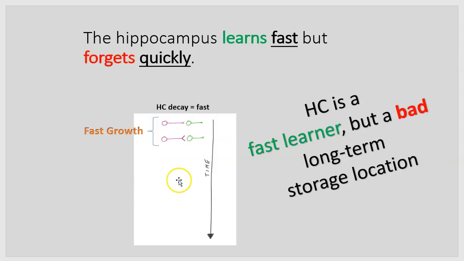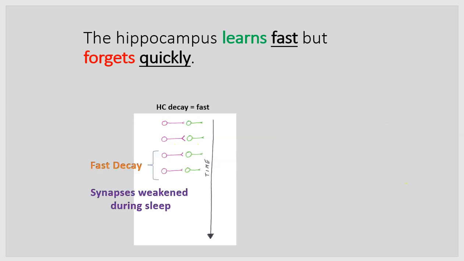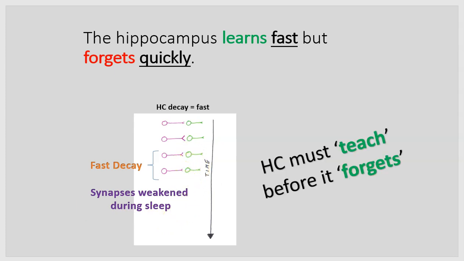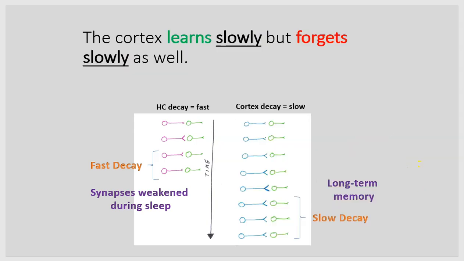If we go back to this kind of diagram, we could say the hippocampus learns fast but forgets quickly. So it's a fast learner in the sense that one trial learning can cause a large increase in synapse strength. But the hippocampus itself is a bad long-term storage location because of the process happening during sleep, where hippocampal synapses are weakened again for further learning. So in a sense, the hippocampus must teach the cortex before it forgets. Right? We've got to do that consolidation process so that the hippocampus can be prepared for new learning.